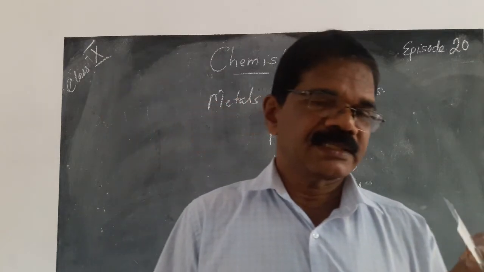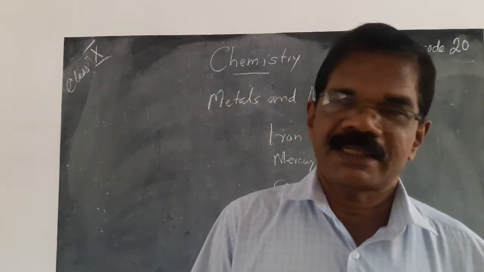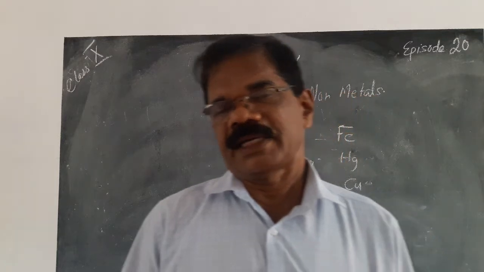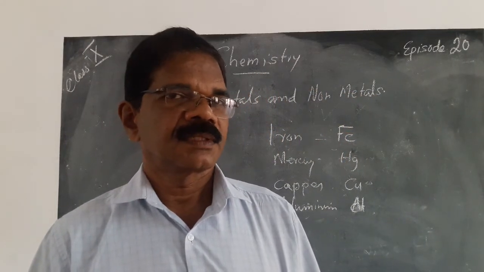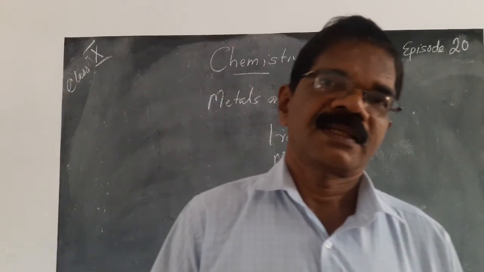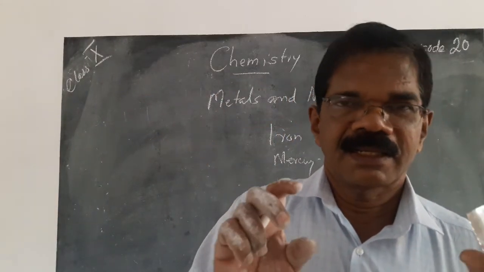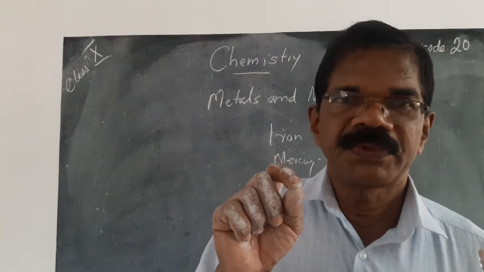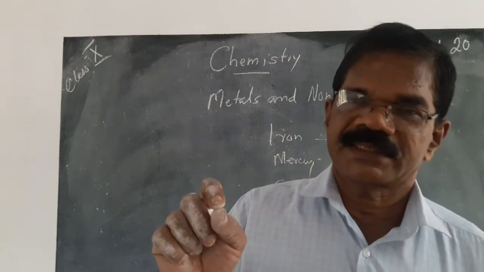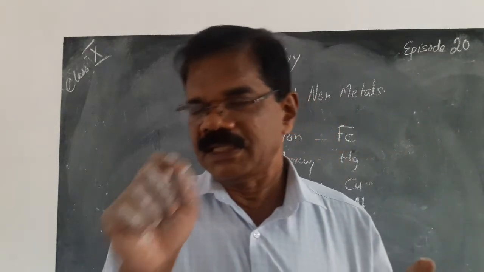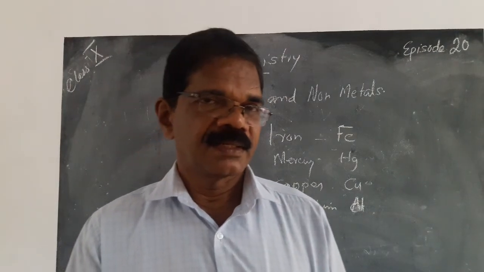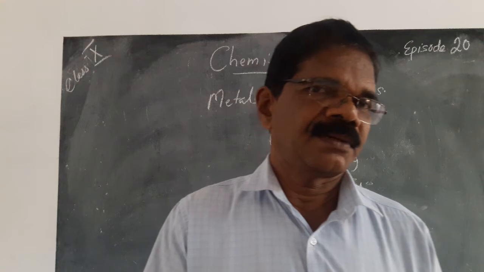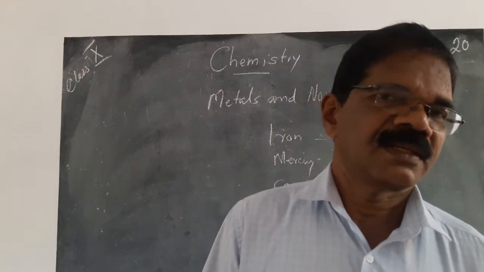Then can you say another property of metals? In electric wires, we have seen thin, narrow wires of metals. That means the metal can be drawn into thin wires. This property is known as ductile. Then can you say other properties?